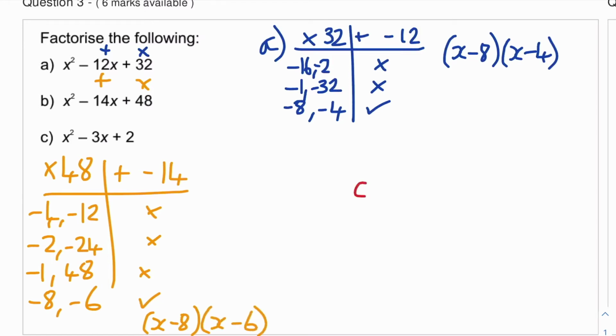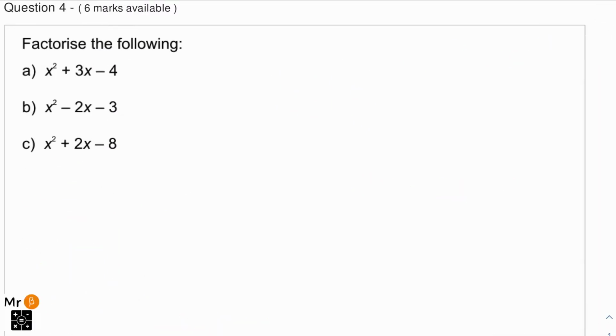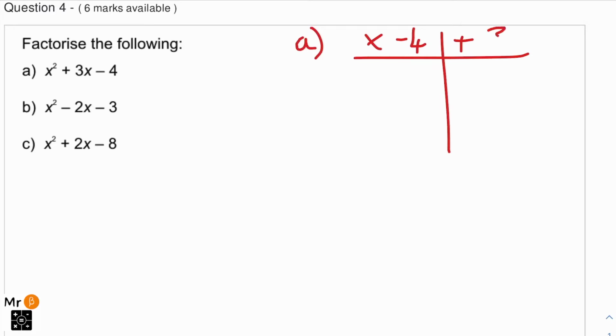Our final question, part C, I'm just going to write down our answer. So we have x subtract 2, x subtract 1. Negative 2 plus negative 1 is negative 3, and negative 2 times negative 1 is 2. Question 4, again I'll show you the first two. So this time we are timesing to make a negative number, but adding to make a positive number.